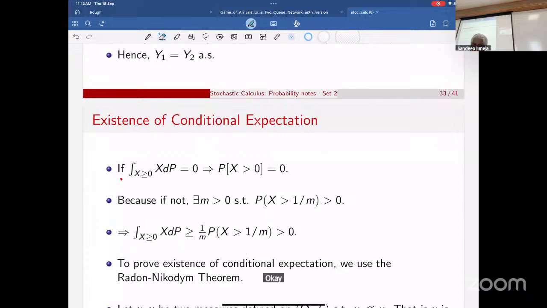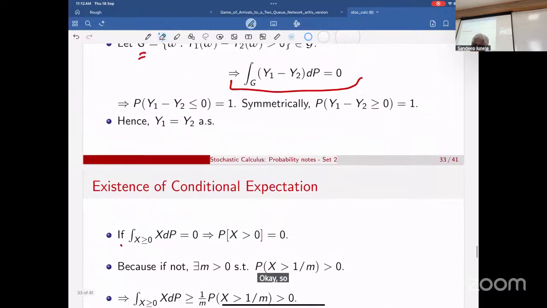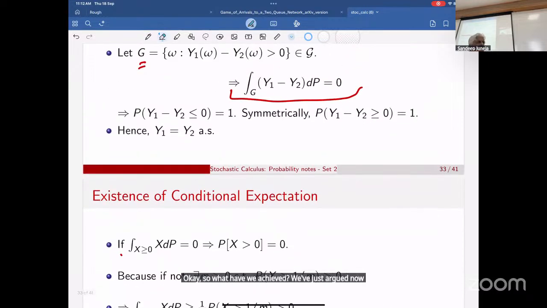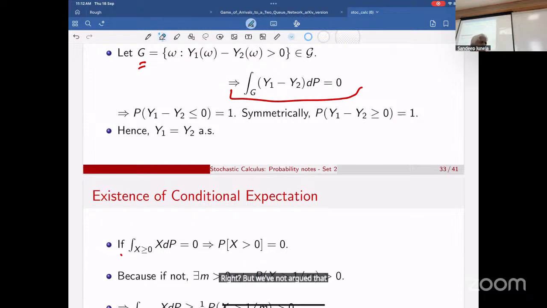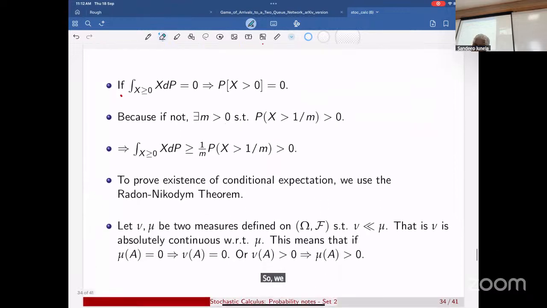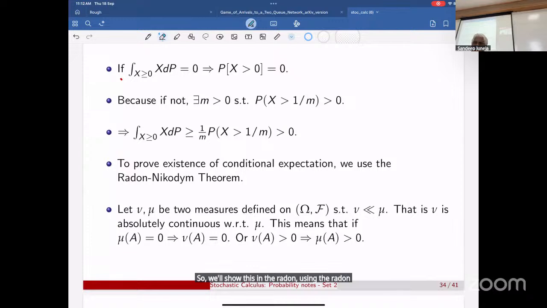Okay, so what have we achieved? We just argued that if there are two versions, then they must be equal almost surely. But we've not argued that there exists a version. That needs to be shown. So we'll show this using the Radon-Nikodym theorem. It sounds like a powerful theorem and it has powerful applications, but it's actually quite a straightforward thing if you at least start simply.